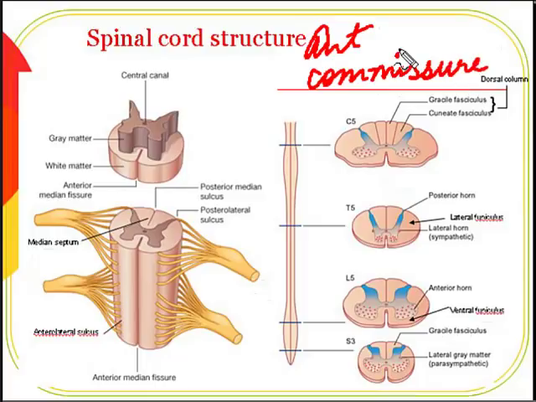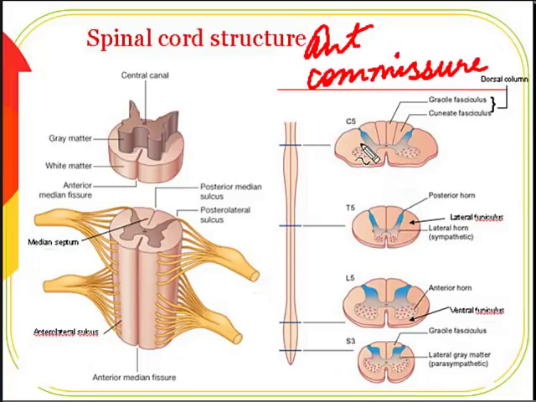So that's the anterior commissure, which connects, you can see, the two sides of the spinal cord. And it's important for you to remember this anterior commissure, because when we talk of certain tracts being formed, you'll see how fibers cross in the anterior commissure.